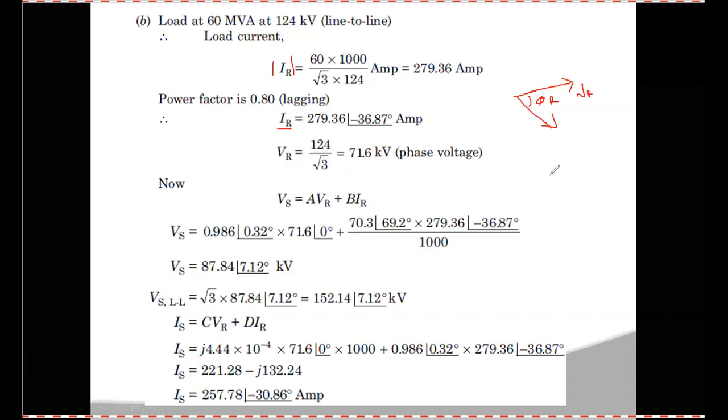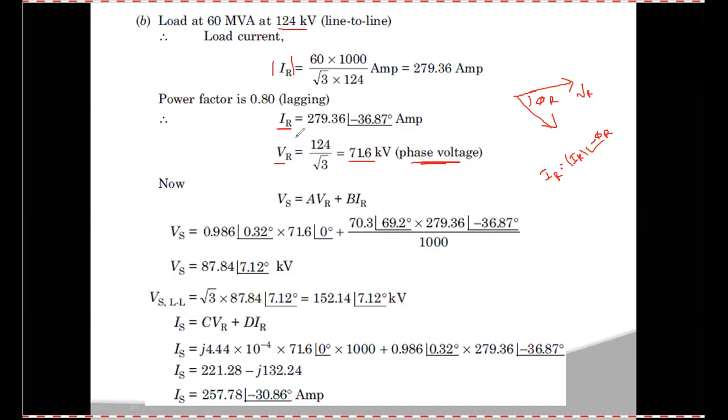So IR is equal to magnitude of IR at an angle of phi R, where the angle is minus for lagging. Okay, so minus is for lagging load. So you can write IR as 279.36 at an angle of minus 36.87 degrees, and VR value is 124 kilovolts, which is the line voltage. If you convert that into phase voltage, you have to divide that by √3. You will get 71.6 kilovolts, which is the phase voltage.